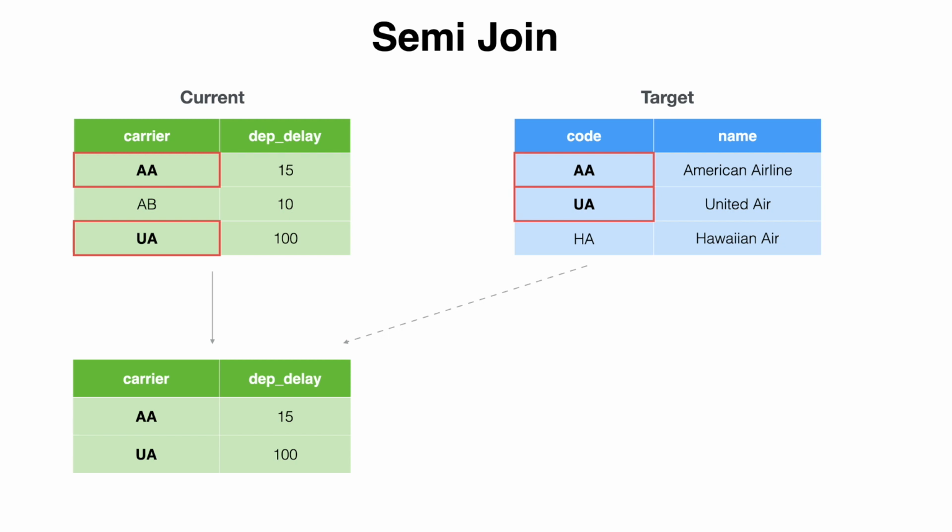target data frame. Here we have the current data frame, colored green, with the airline carrier code and the departure delay time columns. And we have the target data frame, colored blue, with the airline carrier code and the name columns. If we use the semi-join, we'll end up with the current data frame with only AA and UA rows because those airline carriers exist in the target data frame.